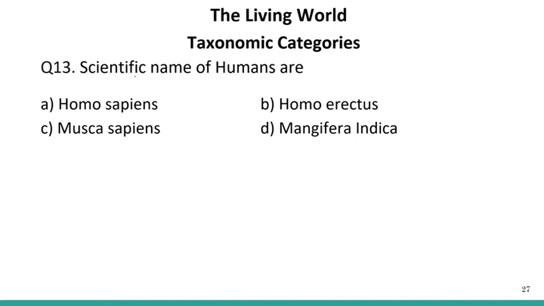The next question is, the scientific name of humans is. This is very straightforward. The scientific name of humans is Homo sapiens. So option A is the correct answer. Homo erectus is not correct. Again, we have Mangifera indica, which is the scientific name of mango. Musca sapiens is also not correct. If it had been Musca domestica, then it would be housefly. But this is incorrect.